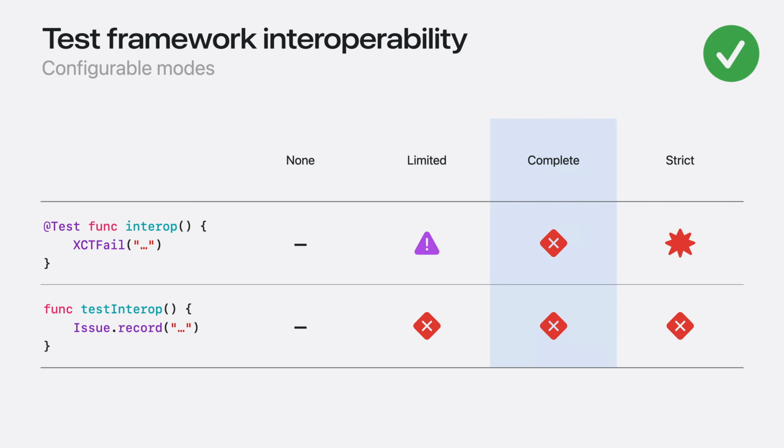Complete mode maintains cross-framework issues as errors, and is a worthy step up from the limited mode. The strict mode is, well, strict. It's a great fit if you want to completely prevent cross-framework issues from XCTest.